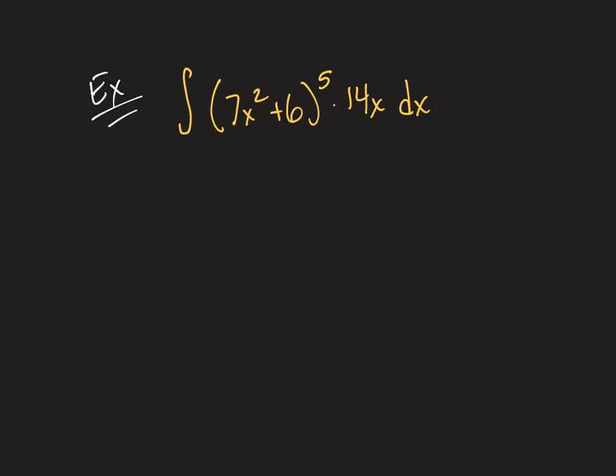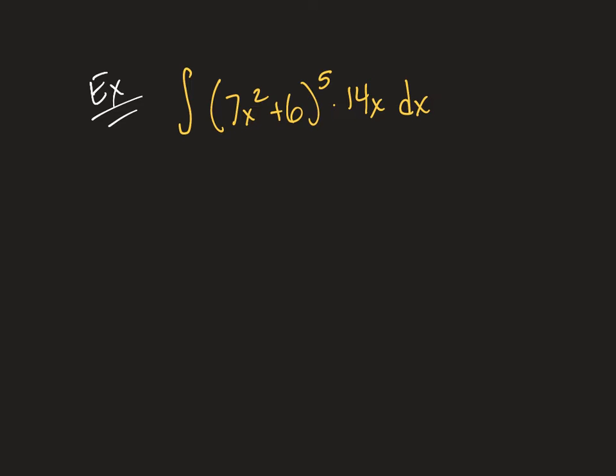So here we have a pretty complicated function as part of our integral. The function is the quantity 7x squared plus 6 raised to the 5th power times 14x. And we are trying to find this indefinite integral, this antiderivative. Well, the only tool we have right now would be to multiply this thing out, probably using the binomial theorem, to multiply out 7x squared plus 6 to the 5th, and then distribute the 14x. And that is just not practical.